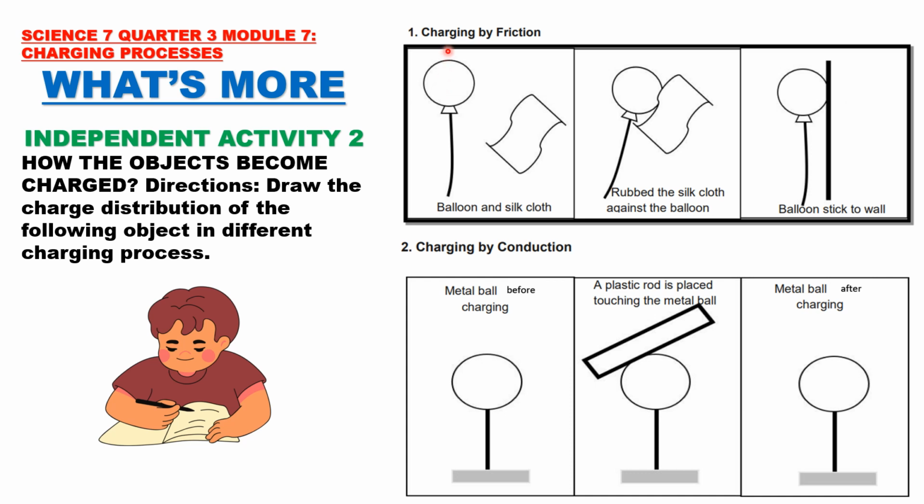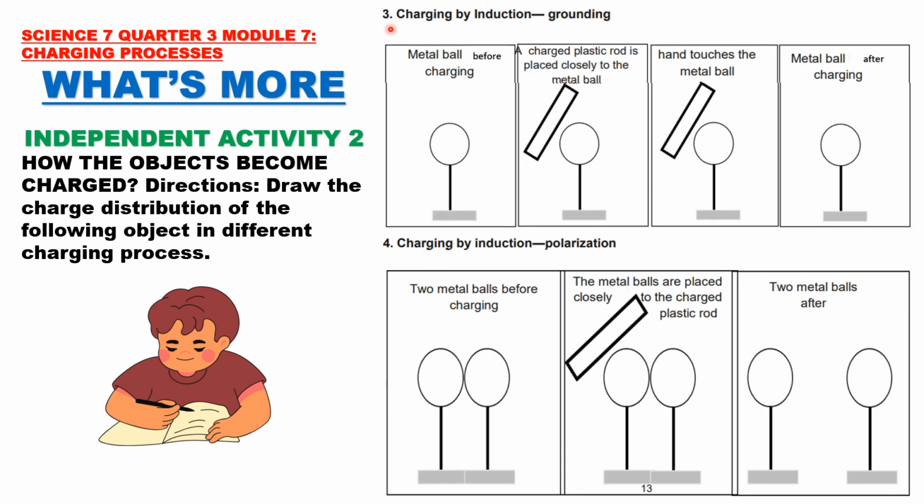So, number 1, charging by friction. 2, charging by conduction. 3, charging by induction, grounding. 4, charging by induction, polarization. So, yung mga objects natin, lalagyan nyo lang ng plus sign or negative sign, depende kung paano nag-flow yung charges.